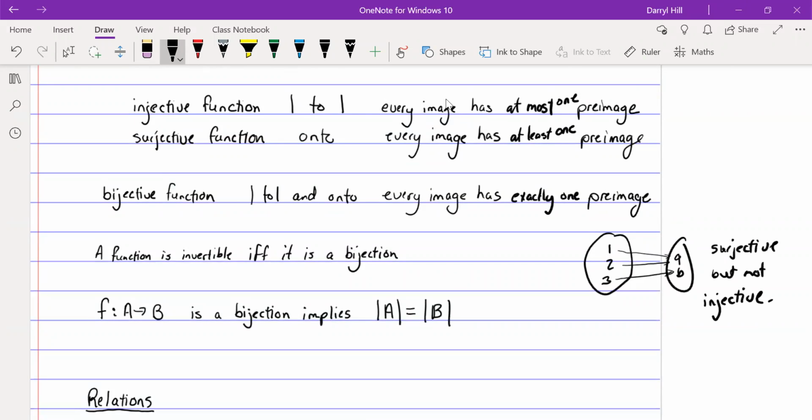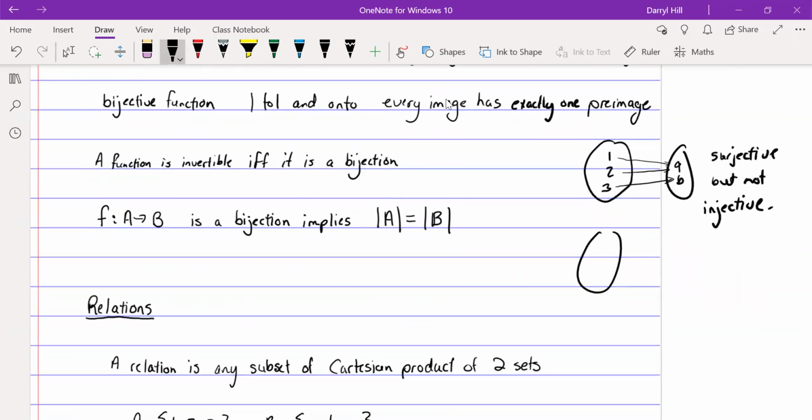Right, because I have fewer elements in my codomain. If I had the opposite problem, well then it can be one-to-one, injective, but it can't be surjective.